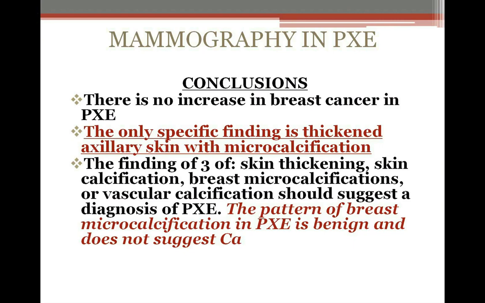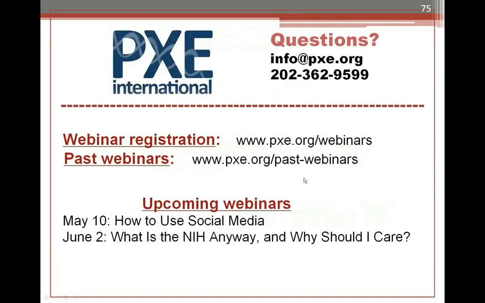So if you saw calcifications in the skin and in the breast itself and in the vessels, that would be highly suggestive of PXE. If you found skin thickening and skin calcification, which is very specific of PXE, and maybe vascular calcification, that would be very suggestive. But the pattern of microcalcification of the breast in PXE is benign and does not suggest cancer. And just being aware in PXE of this possibility may lead to heightened awareness by the radiologist as to what's abnormal and what's normal, and then reduce the likelihood of there being an unnecessary breast biopsy.